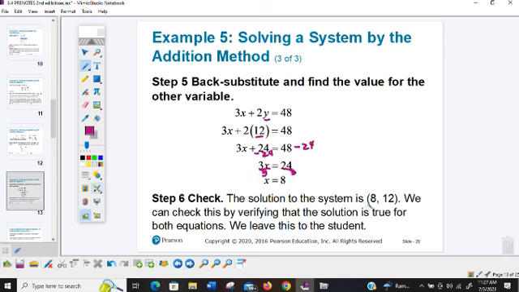Now listen, you guys, remember your alphabet. Okay? X comes first. I know we found the y first, but that's a common mistake. X comes first. X is 8, y is 12. So this would be the solution. You can always go back and check that in your original equations to make sure you have it correct.